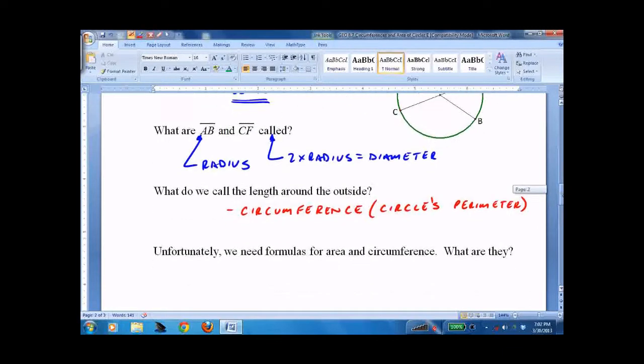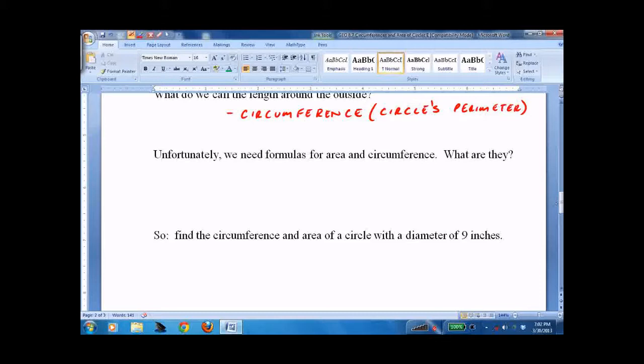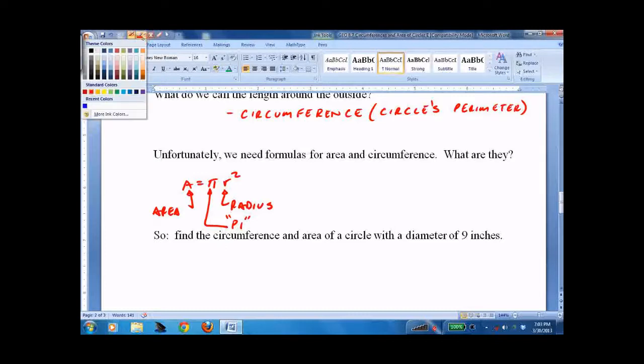Simple enough. So I keep saying don't memorize formulas, just memorize 1 or 2 and then go crazy with everything else, but we don't have a choice. Area of a circle is pi r squared. r is the radius, A is the area. This pi thing is very mysterious. It's always the same number and it goes on forever and never repeats. More on that later.